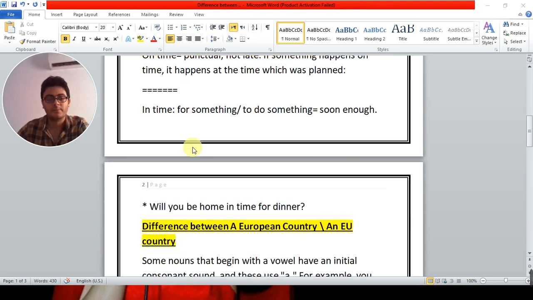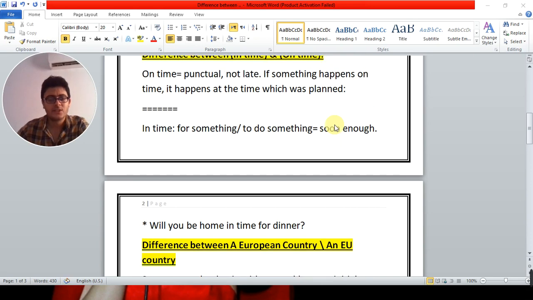How about in time? In time means in time for something or to do something, which means soon enough. It doesn't necessarily mean to be on time at a certain time sharp, but soon enough. For example, will you be home in time for dinner? If dinner starts at 9 p.m., can you be home at 8:30? But on time means at 9 sharp.